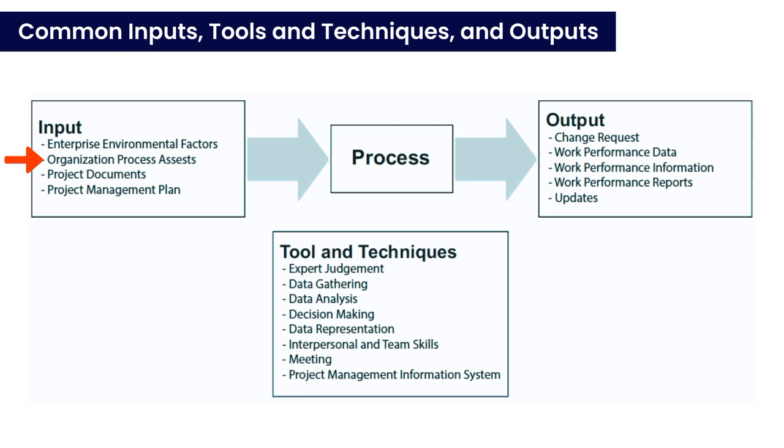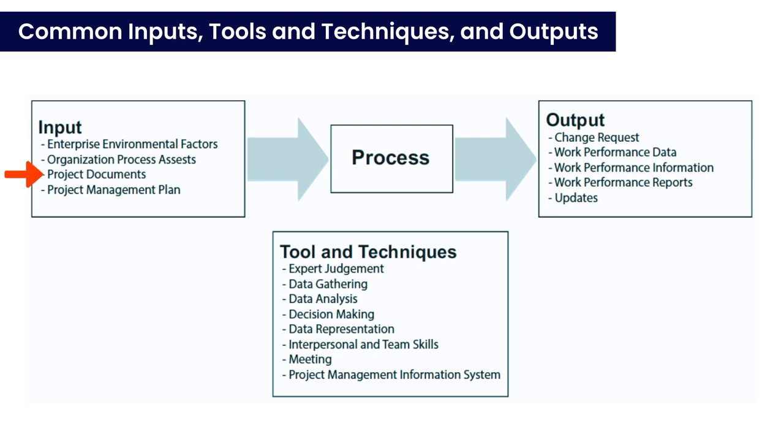Examples of organizational process assets include previous project plans, templates, historical information, lessons learned, knowledge bases, software tools, organizational procedures and policies, project management databases, and project files from previous projects.